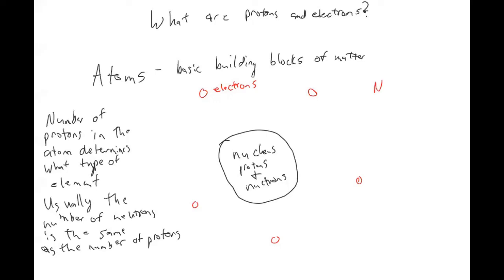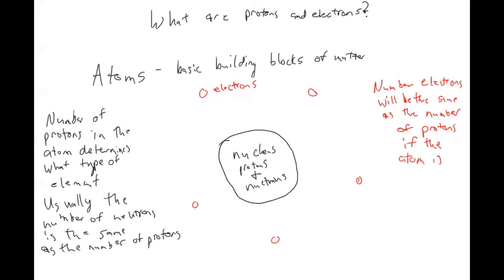Then the number of electrons will be the same as the number of protons if the atom is neutral. And if this is not true, then what you have is something that is ionized.